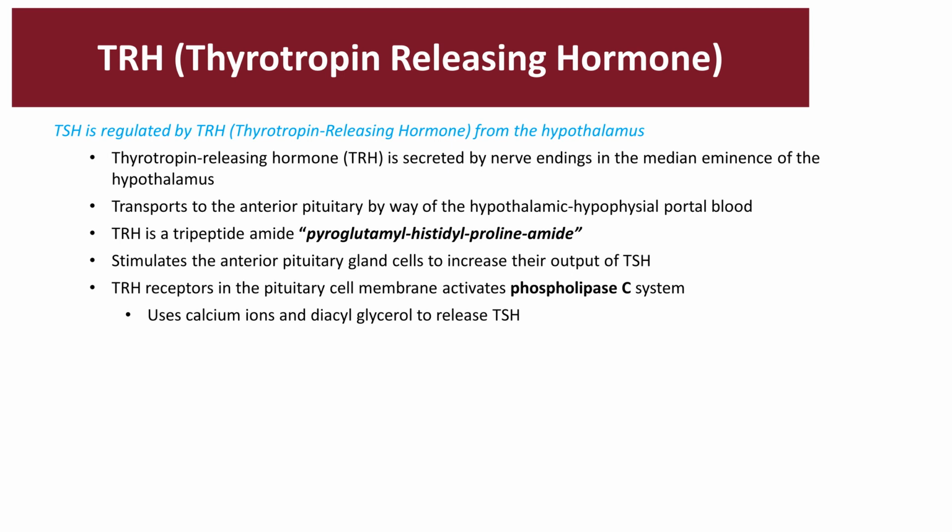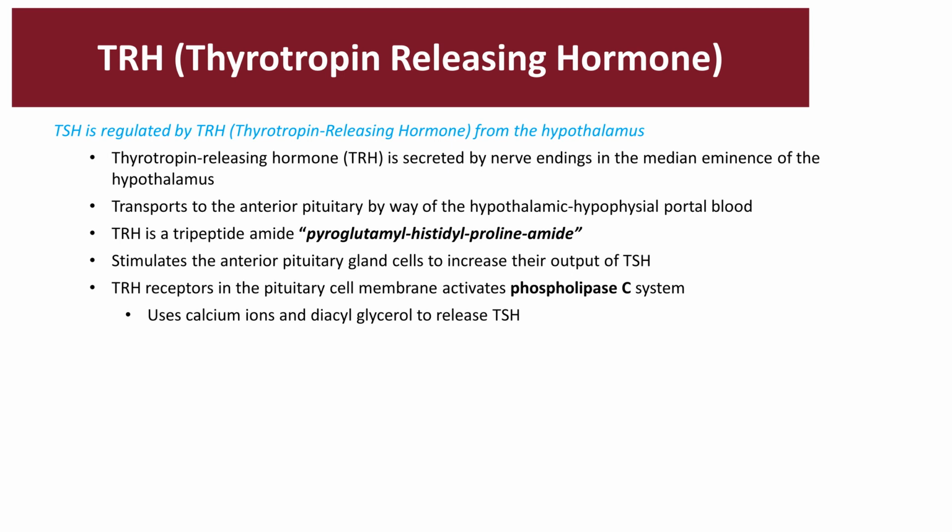TRH is composed of a tripeptide amide, also known as pyroglutamyl histidylproline amide. It stimulates the anterior pituitary gland cells to increase the output of TSH. So TRH triggers more TSH, and TSH triggers more T3, T4.